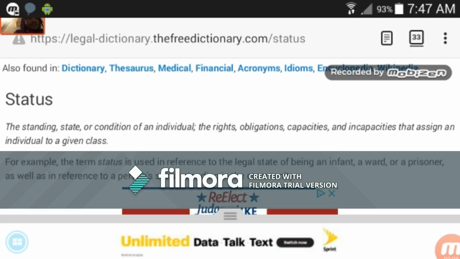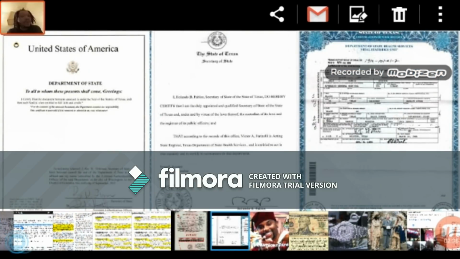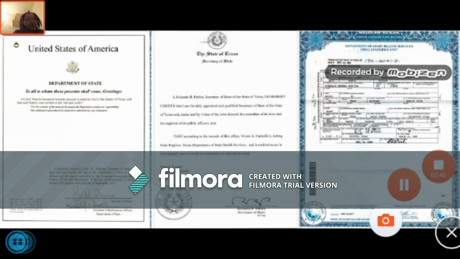Now, this is really the most important part, because the status that most people are in right now is that of an infant or a ward, and a prisoner is just the next step in those. So, what puts you into this status? I'm going to show you that document. It's called the birth certificate. It's probably one of the first documents you got when you were born. Your mama signed.